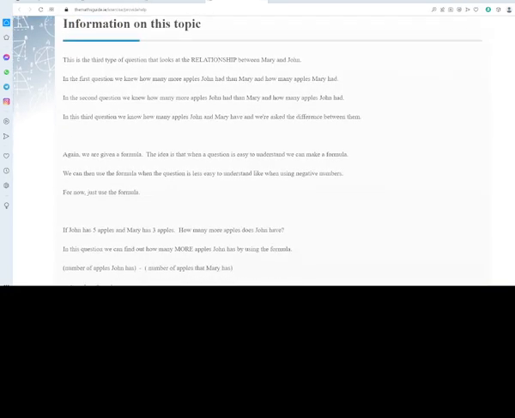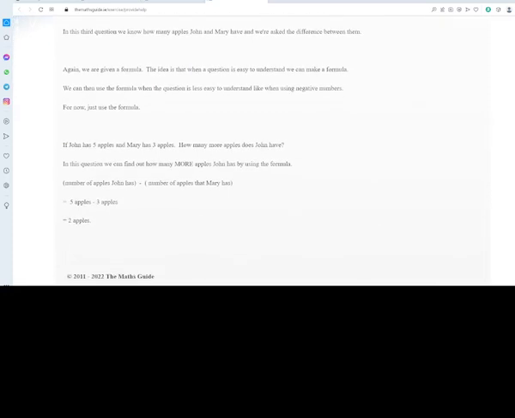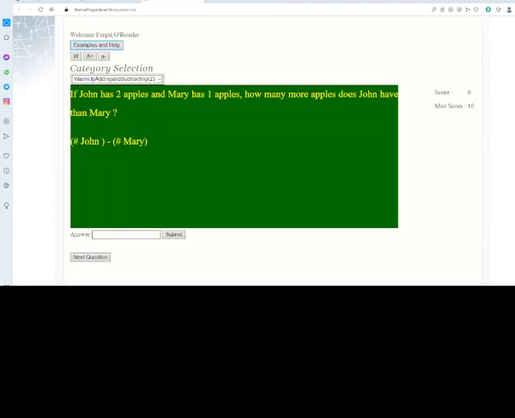So again, we're looking at the relationship between Mary and John. This discusses what the first and second questions were like, and in this third question we're asked the difference. Again, we're given a formula, and the idea again is that this is an easy question to understand, and when we have an easy question we can make a formula, and then we can use the formula in a situation where it's harder to answer, like using negative numbers. But in this situation it's just going to be 2 minus 1 is 1. 26 minus 9 is equal to 17. 26 minus 14, 12.